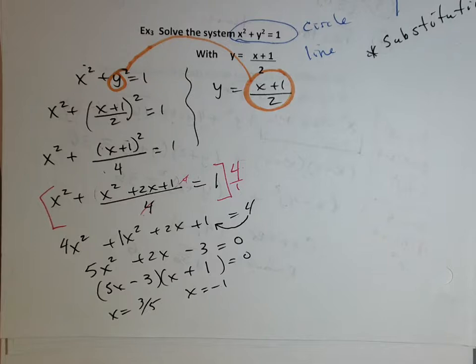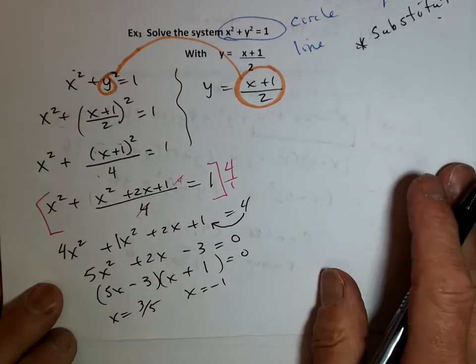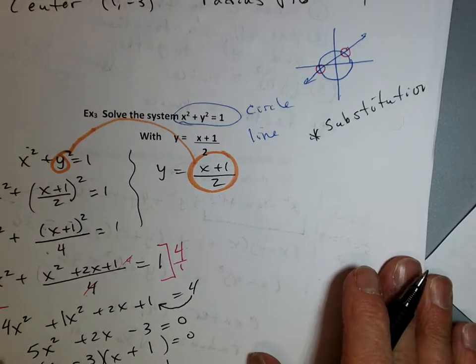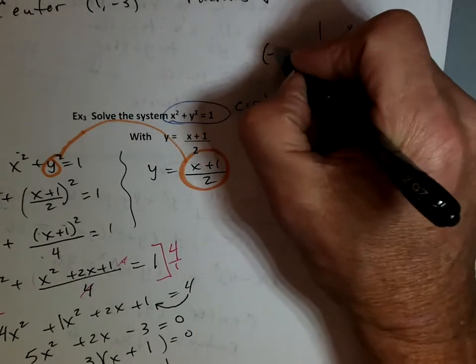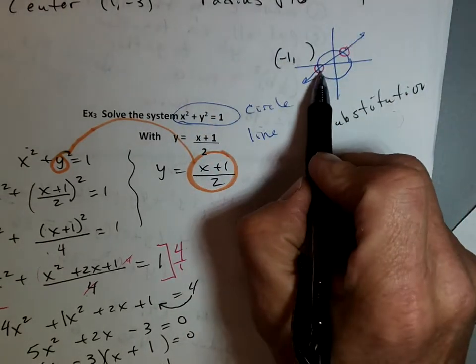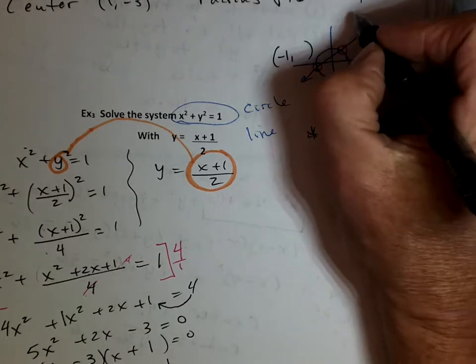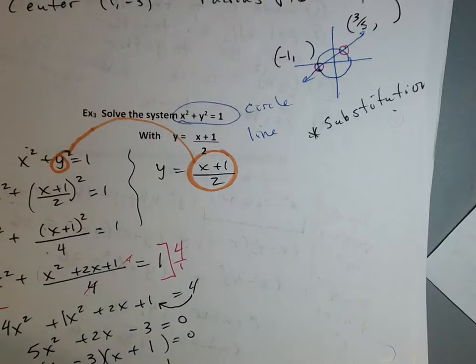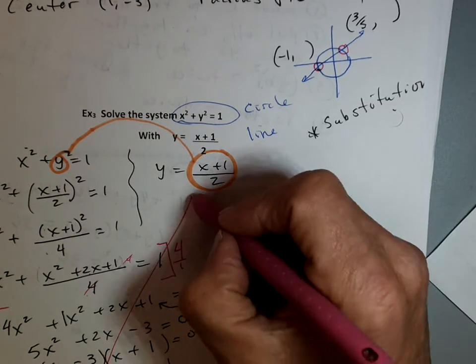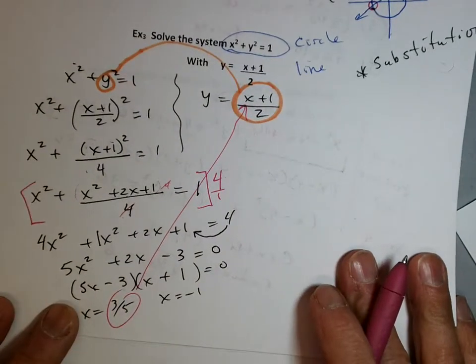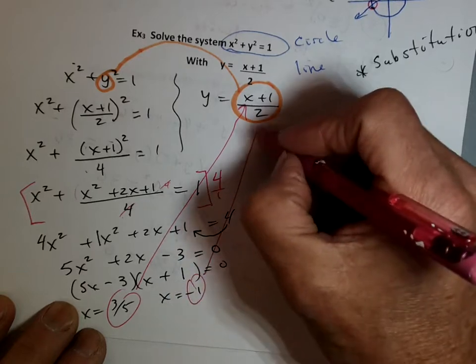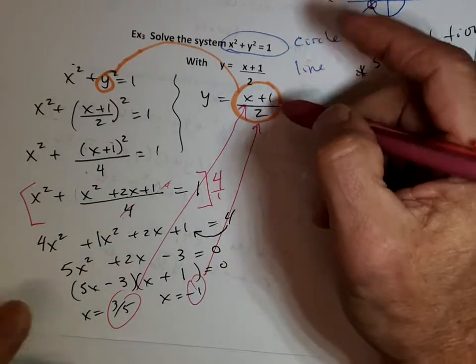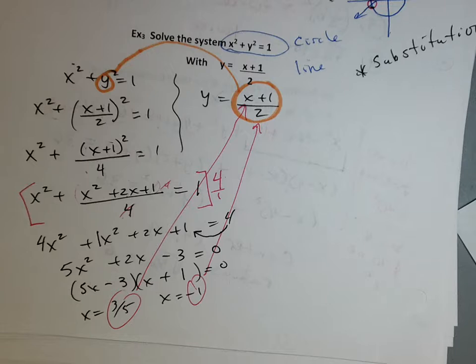Now these are x values. So if I go back to my problem, and I go back to my picture, I know that this point right here is negative 1 something. And this point is 3/5 something. Now what's the something? Well, the way I'm going to get the something is by substituting 3/5 up here for x, and I'll substitute negative 1 up here for x, and I'll get the corresponding y.